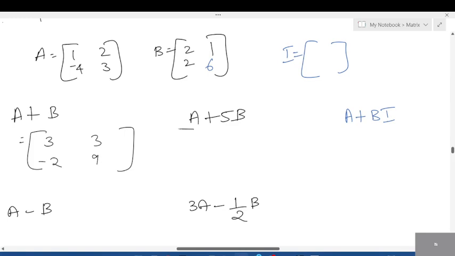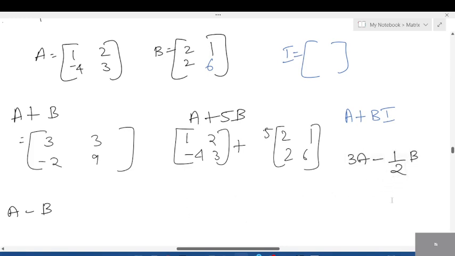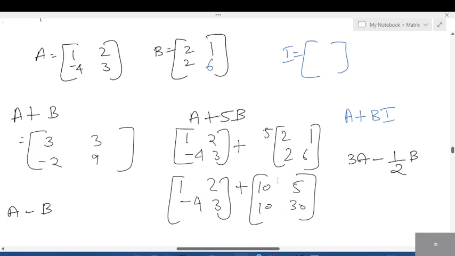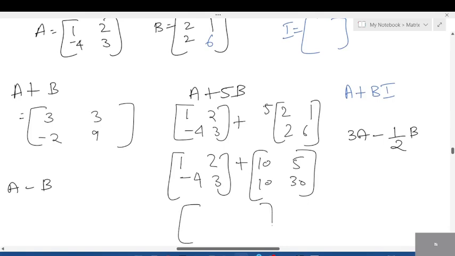Next one. A is 1, 2 plus. What is 5 into B? What we have to do for 5 into B? Tell me, Naomi. What do you get? 1, 2 minus 4, 3 next. 10, 5, 10 and 30 next. 11 next.